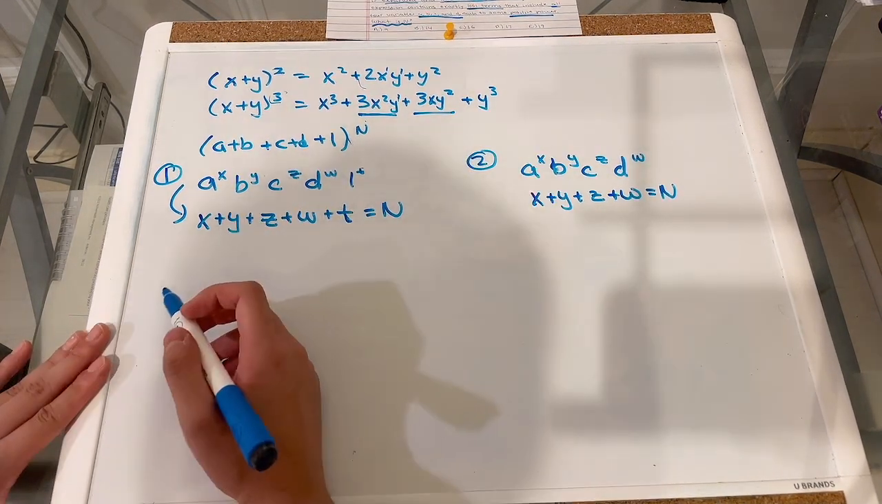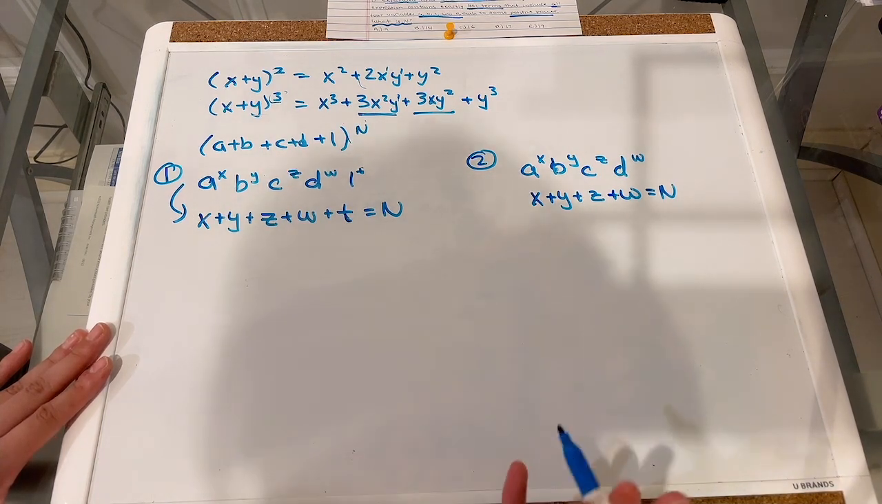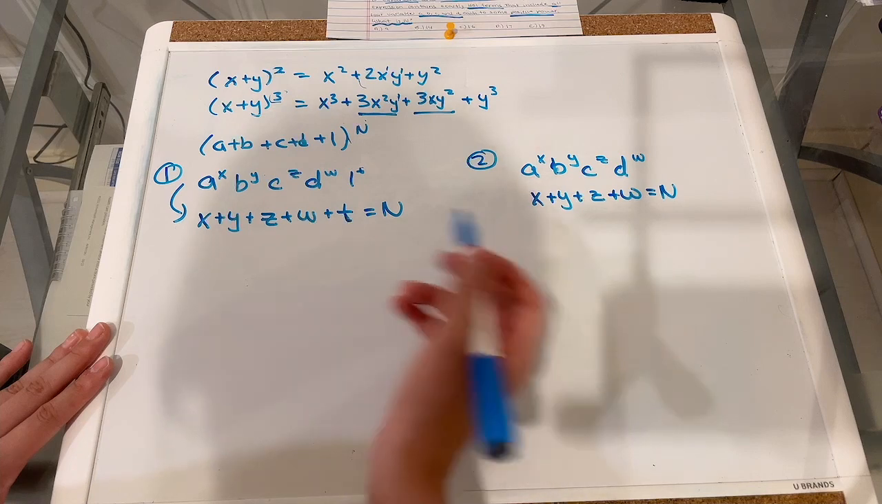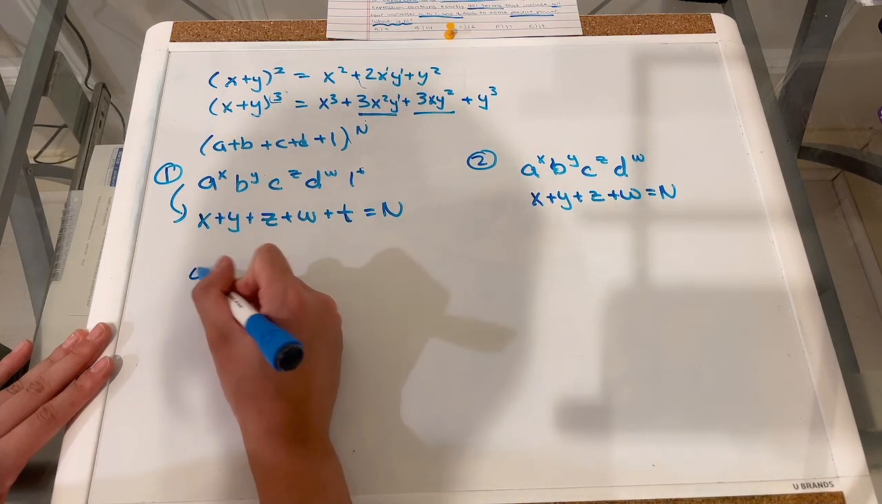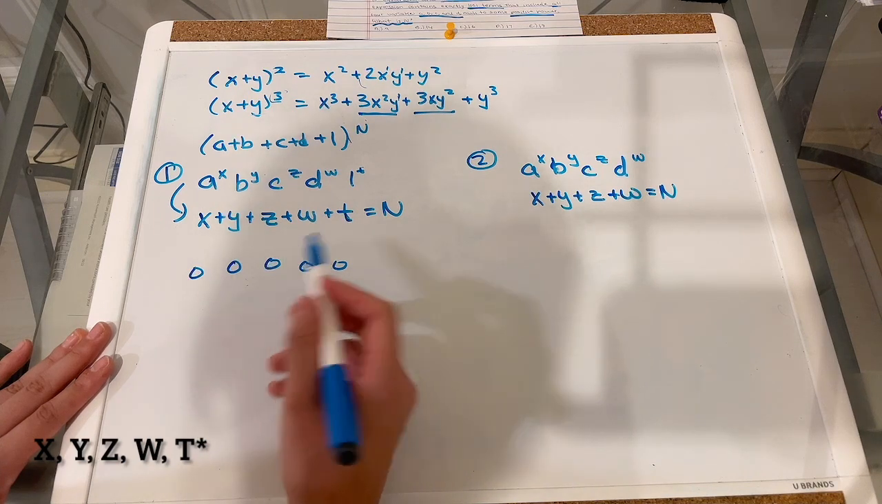For the first case, this becomes trying to put divisors or distribute balls into a box. What do I mean by that? Let's just say there are 5 balls: 1, 2, 3, 4, 5.